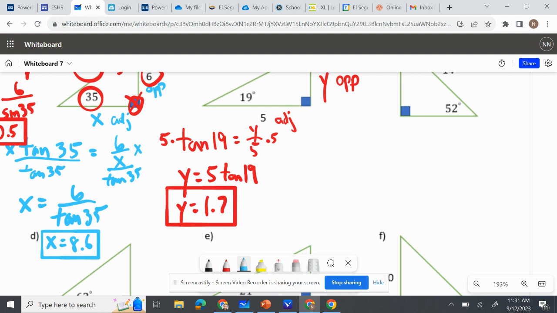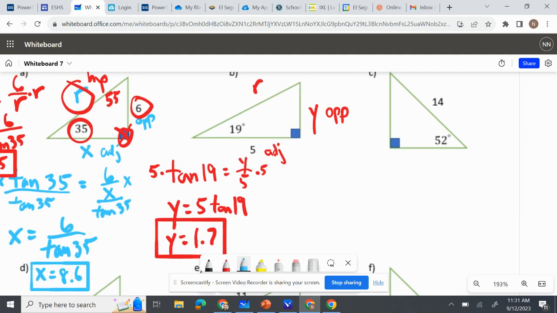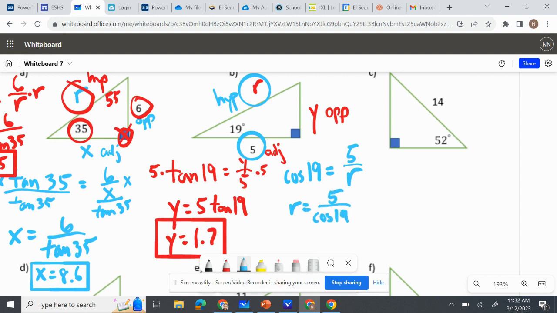Now for my r value, I'm going to use the 5 and the r. Adjacent over hypotenuse is going to be cosine. So I have the cosine of 19 is equal to 5 over r. Notice that I'm dividing by the variable. So whenever I divide the variable, what it's going to look like is 5 divided by cosine of 19 when I move it all around.